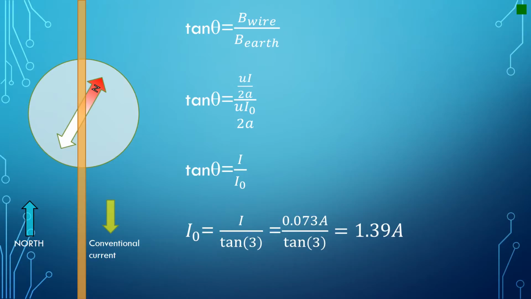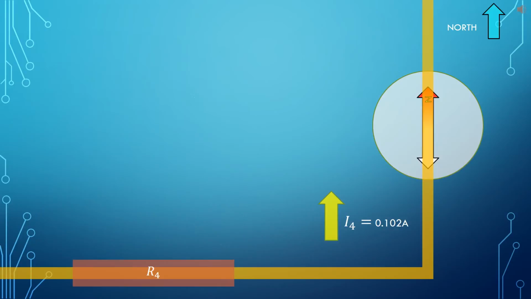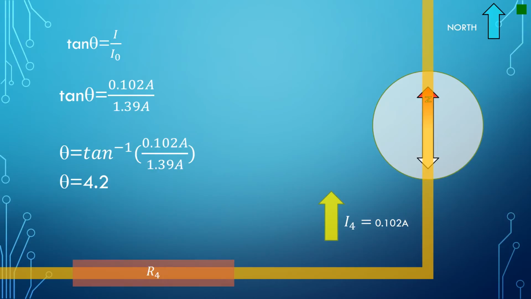Substituting the values for the current and the resistor on top of the compass into the equation, we find that I naught is equal to 1.39 amps. Now to solve for the angle of deflection of the second compass, which is near resistor 4, we plug the calculated values for I4 and I naught into the equation for the angle of deflection. Using the calculated values for the current applied and the initial current, we get that the angle of deflection of the second compass is equal to 4.2 degrees.